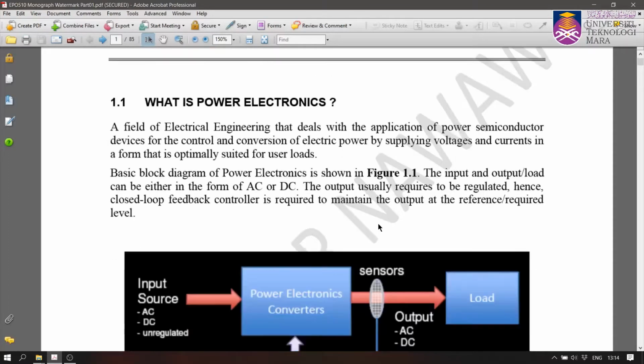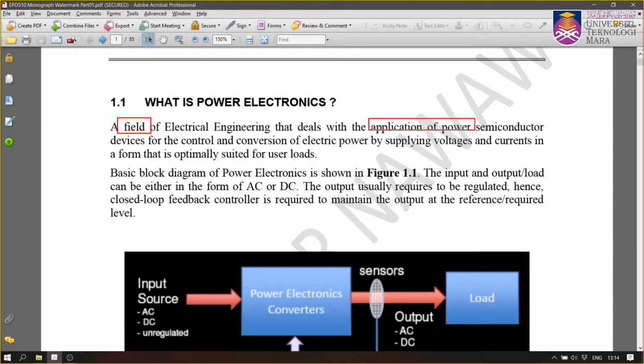So what is power electronics? It is, of course, a field, a branch of electrical engineering that deals with the application of power semiconductor devices for the control and conversion. This is the key word: for the control and conversion of electric power by supplying voltages and currents in the form that is optimally suited for the load.